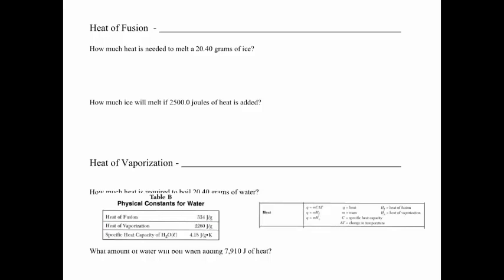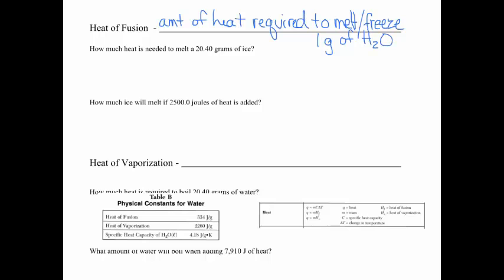So what is the heat of fusion? The heat of fusion is the amount of heat, so that's joules, required to melt, or actually to freeze, melt/freeze 1 gram of water. So if I had 1 gram of water, I would need just 334 joules. If I had more than that, I would need to multiply that by its mass. So that's what this middle equation is here.